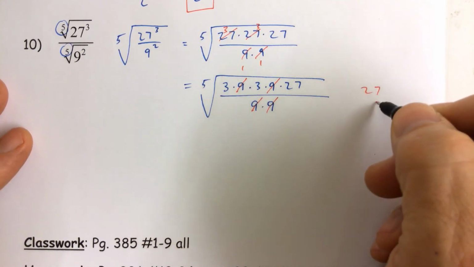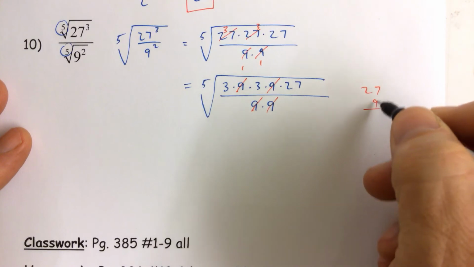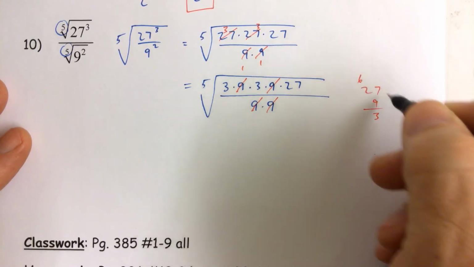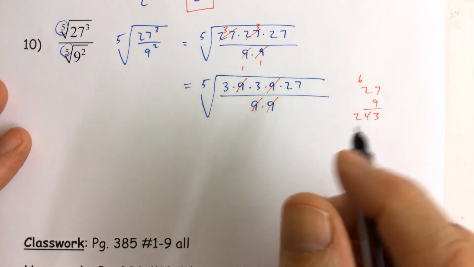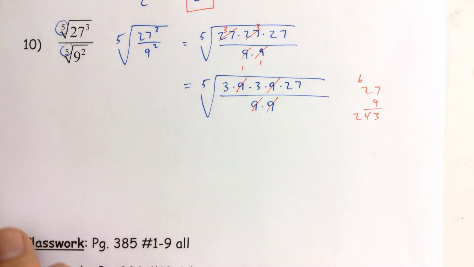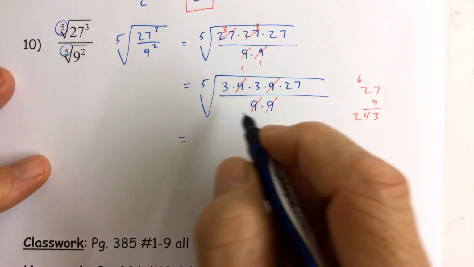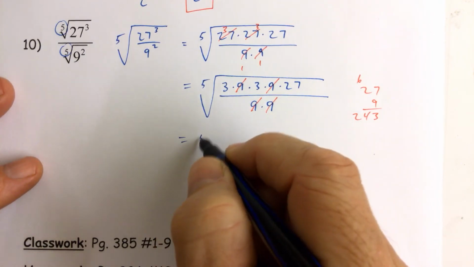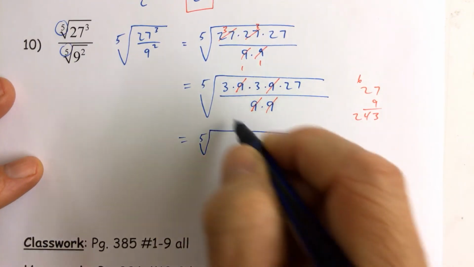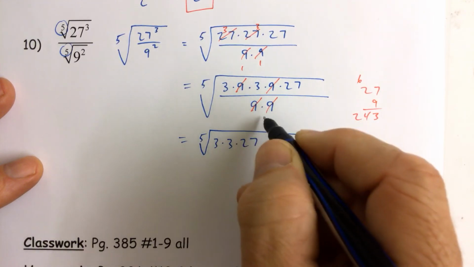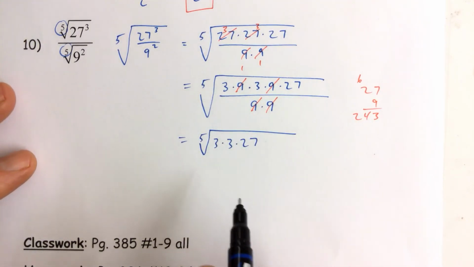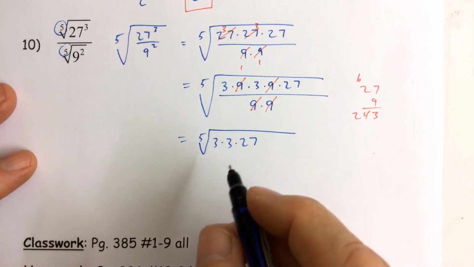And 27 times 9, I want to make sure I get this right. 9 times 7 is 63. 9 times 2 is 18, plus 6 is 24. So we have 243. But actually I shouldn't have done that, because what I see here now, let's simplify before we go any further. The 5th root of 3 times 3 times 27, and that's all over 1, so I'm not even going to write that. I'm going to leave it like that: 3 times 3 times 27.